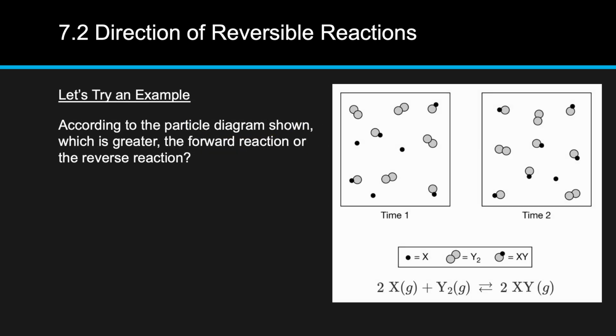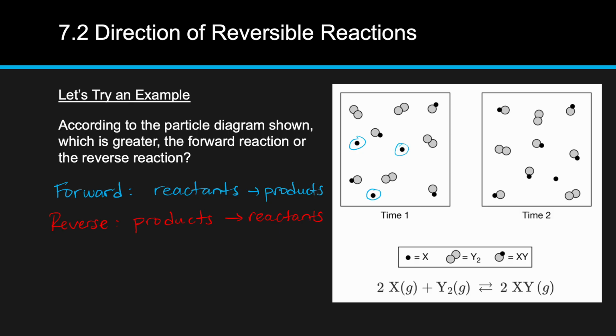All right, let's wrap up this lesson with an example. It says, according to the particle diagram shown, which is greater, the forward reaction or the reverse reaction? So remember, the forward reaction is going to be our reactants turning into products, and our reverse reaction is going to be products turning back into reactants. So let's look at our reactant molecules, starting with X. In time 1, we can see we have 3 X atoms, and in time 2, we have 1. So we are decreasing in reactants, which is telling us that we have a strong forward reaction because our reactants are turning into products.